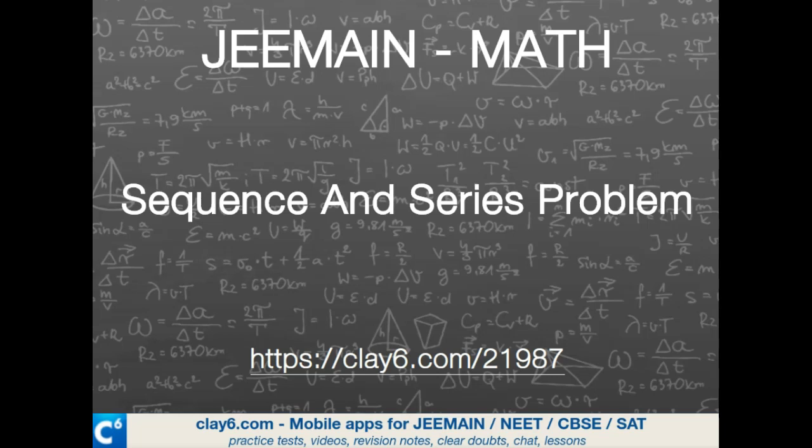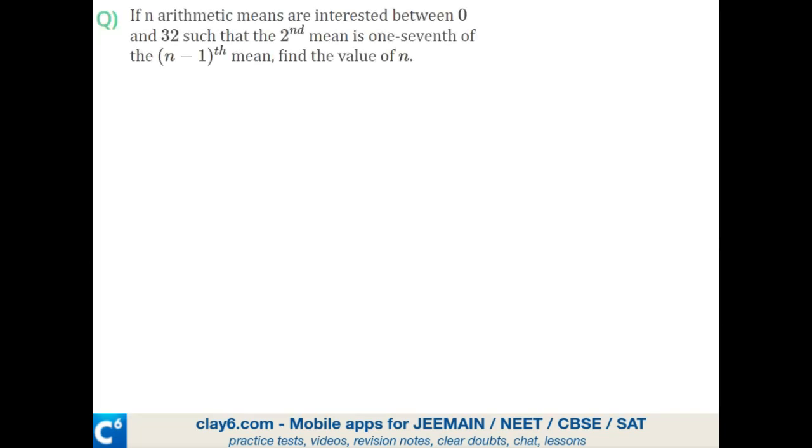Let's do a sequence and series problem where we handle inserting n means within two numbers. The question is: if n arithmetic means are inserted between 0 and 32 such that the second mean is 1/7 of the n minus 1 mean, find the value of n. The options given are as follows.